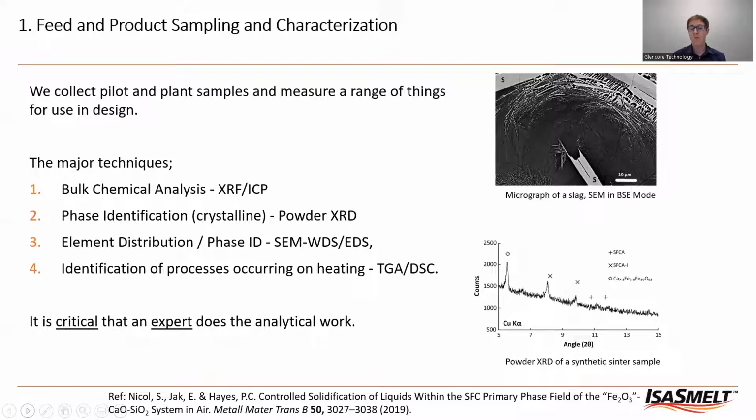Now we're doing 1 and 2, but we don't know where the minor elements sit. The minor elements can be in different crystals and different parts of the chemistry. In your slag, is your alumina dissolved in the slag and your molten oxide solution, or is it present in spinel, or in another phase altogether? To determine where those minor elements sit, we do element distribution and phase identification with SEM and WDS and EDS detectors. These are very important techniques.